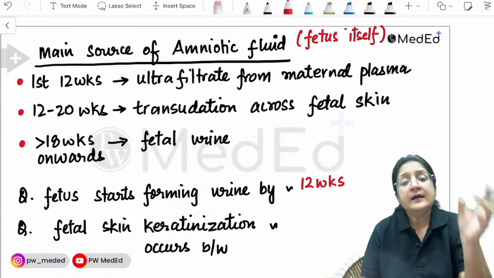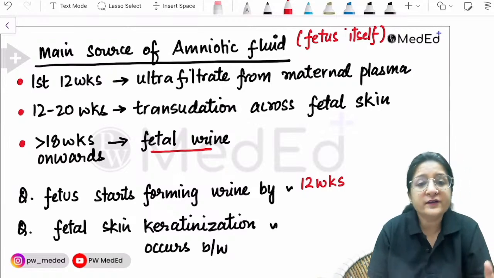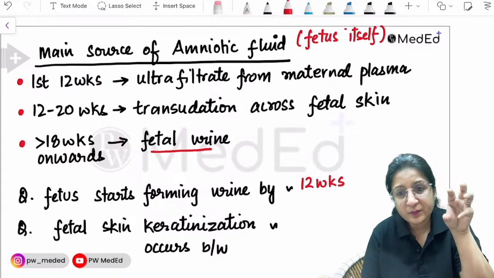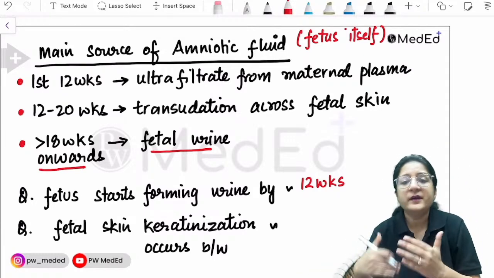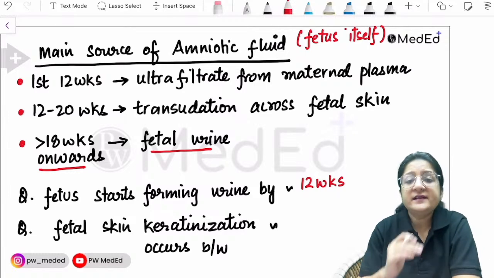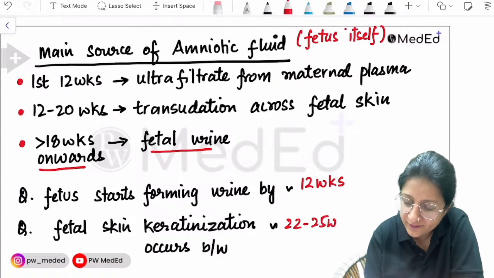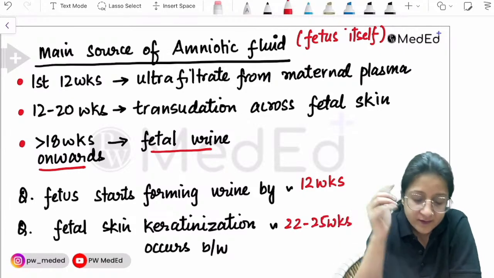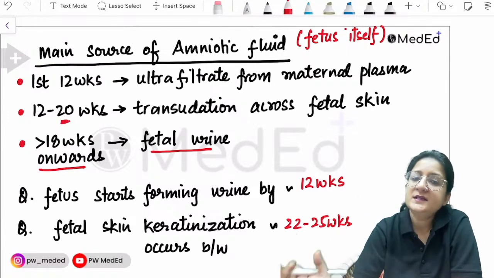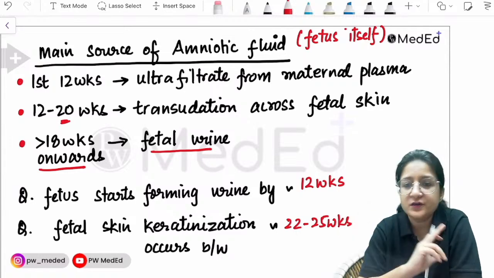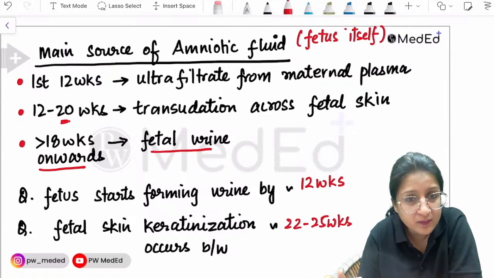Fetal urine becomes the main contributor of amniotic fluid volume from 18 weeks onwards, but the fetus starts forming urine by 12 weeks itself. Then fetal skin keratinization occurs between 22 to 25 weeks of gestation. That is why till 20 weeks transudation across fetal skin occurs, but once the fetal skin gets keratinized, this transudation cannot occur. So these are different question pointers you need to keep in mind also.